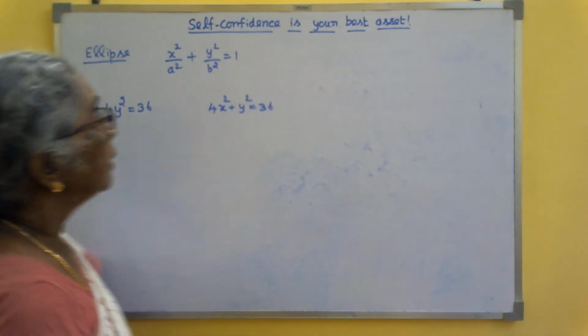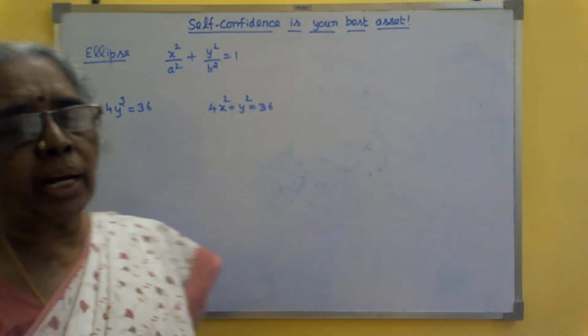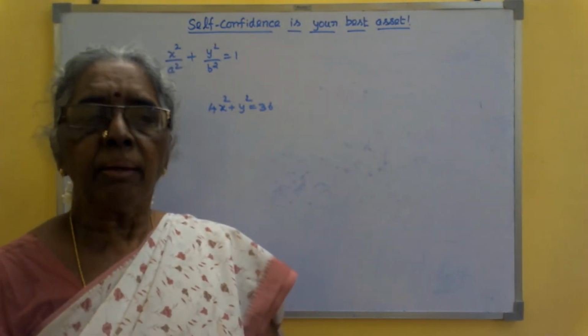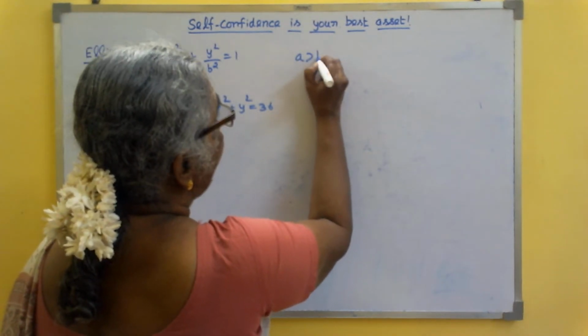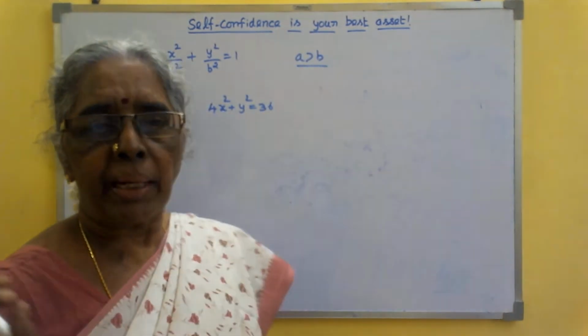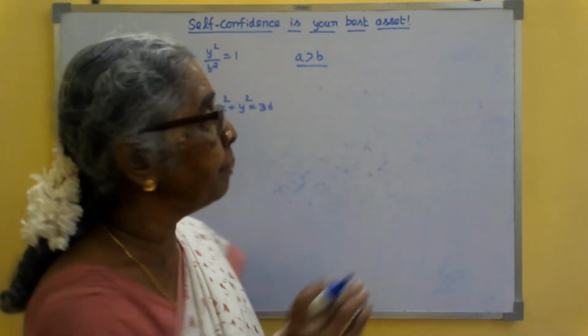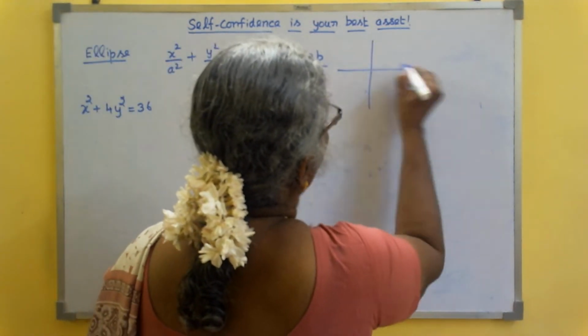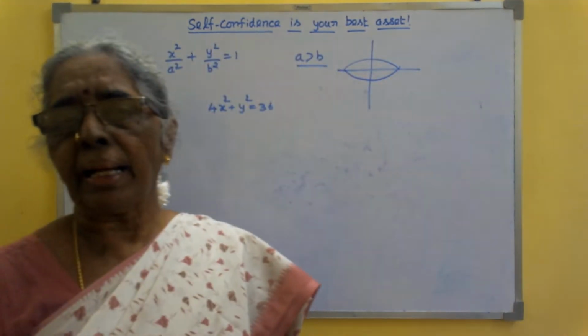So now, the standard equation of an ellipse is x squared by a squared plus y squared by b squared is equal to 1. Here there will be two cases, that is, if a is greater than b, then the major axis of that ellipse will be along the x-axis. That means your ellipse will be like this, no? Because the major axis is along x-axis, it will be like this.